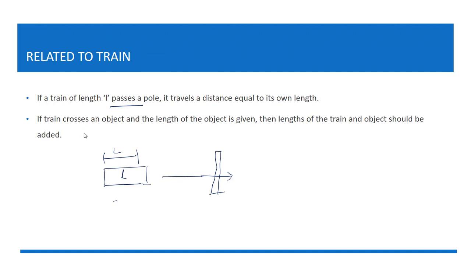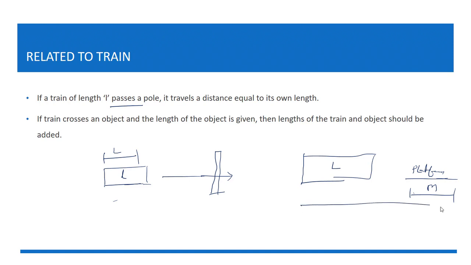If a train crosses an object and the length of the object is given, let us take this is a train of length L and it is going to pass a platform of length, let us take M. Then the total distance travelled by the train will be calculated as L plus M, in this way, right? Let us take an example.